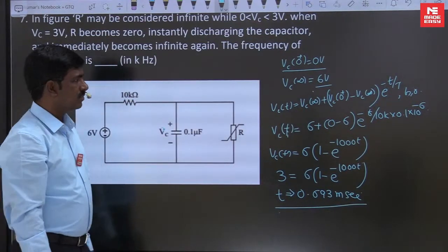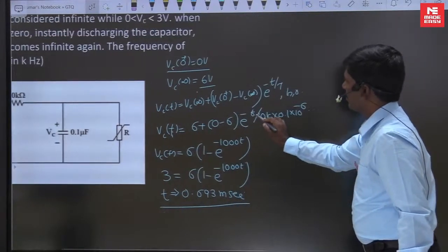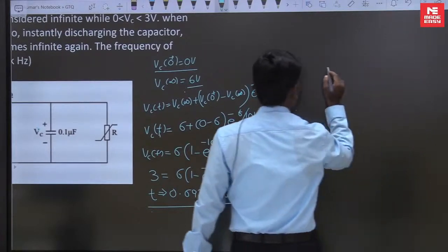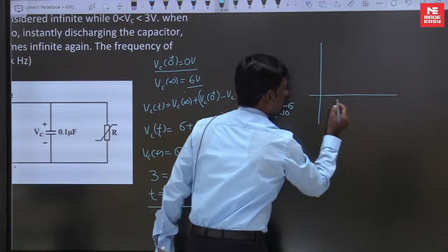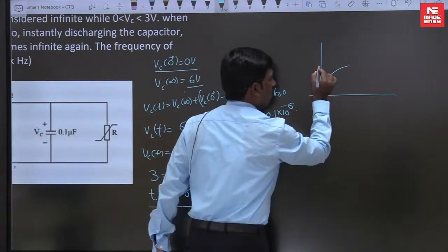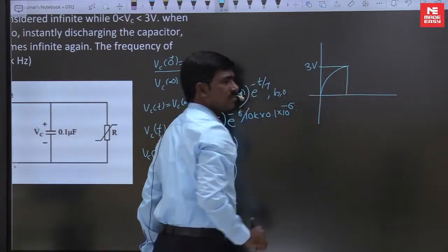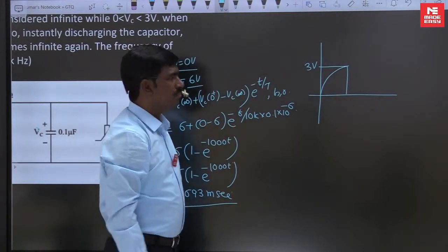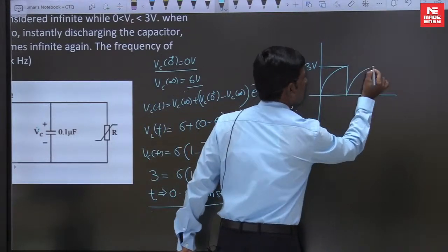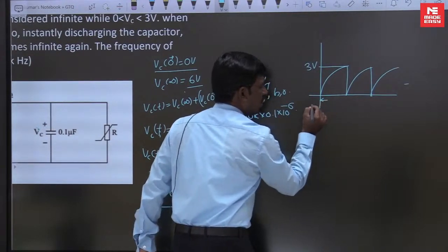0.693 milliseconds. If you want the waveform, look here now. What happened here? When the capacitor is exponentially charged and reaches 3 volts, it instantly discharges, R is equal to 0. Again the same, it discharges, the same. How much is this time period?